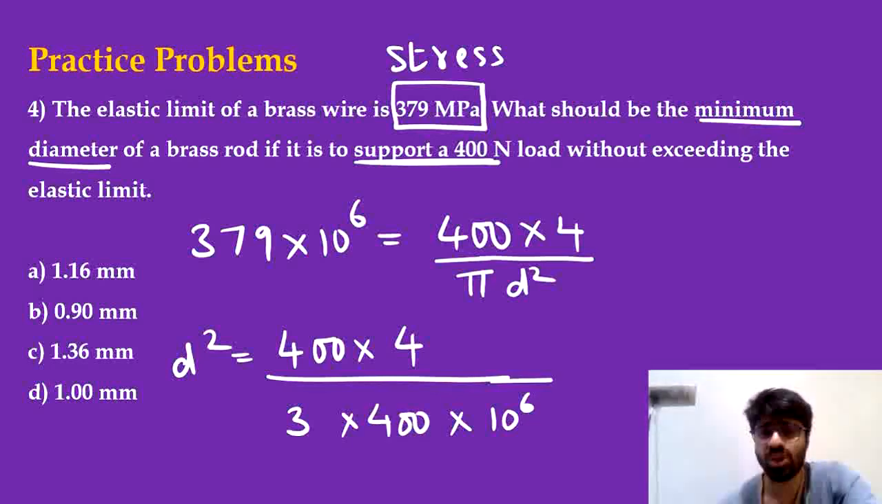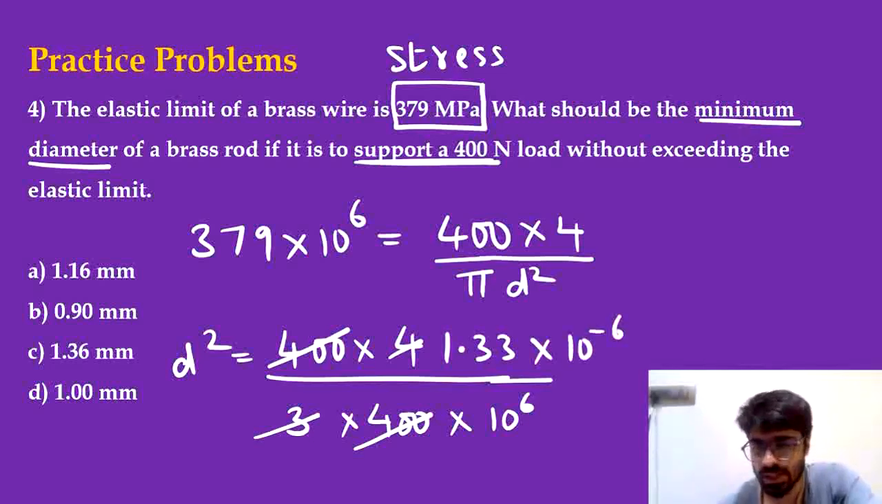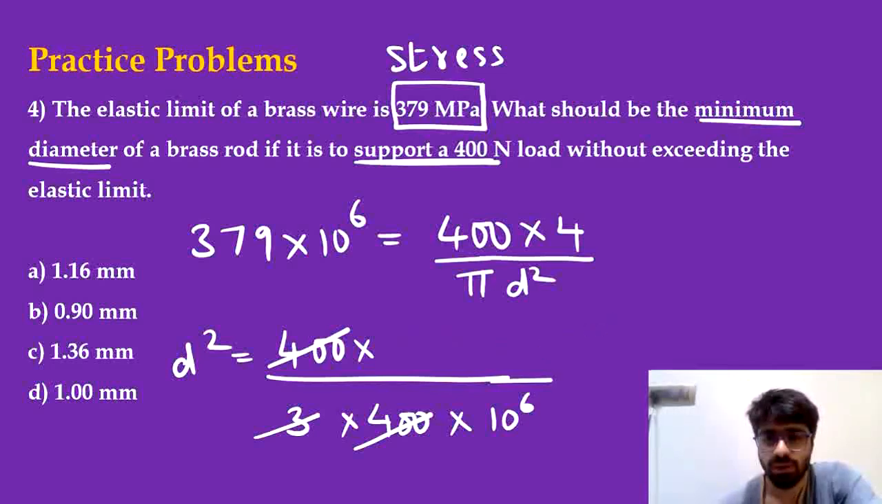It's a little bit too much to do, but okay, we are going to get an approximate answer. Let's see how close we reach to the actual answer. Just cancel off that 4 approximately, and 3 and 4 get cancelled, giving you 1.33. So we have 1.33 into 10 to the power minus 6, or let's keep it as 4 by 3. So we have d square as 4 by 3, and that 10 power 6 goes in the numerator and becomes 10 to the power minus 6.